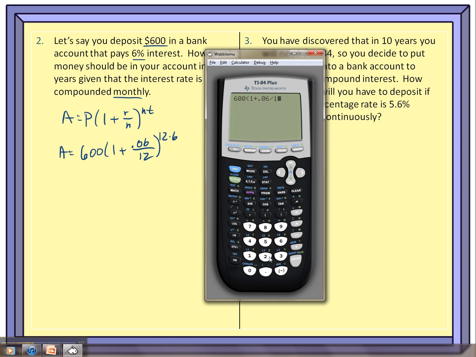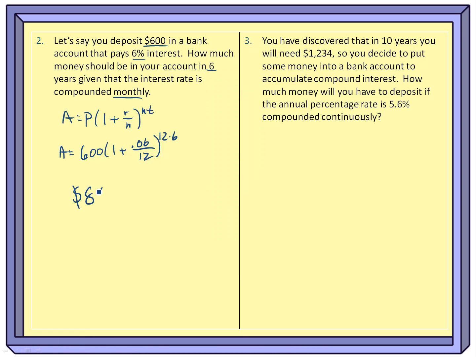Divided by 12. Close those parentheses, and then raise it to the 12 times 6 power. Now, if you don't have the new operating system, you need to put parentheses around your exponent, but the new one you don't have to, because it just puts that in what's called math or pretty print. Anyway, so I'm going to have to round this off to dollars and cents, which is $859.23.